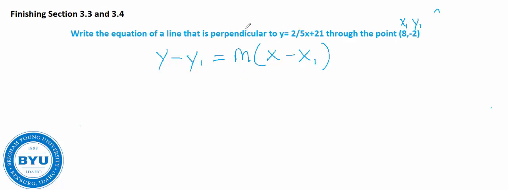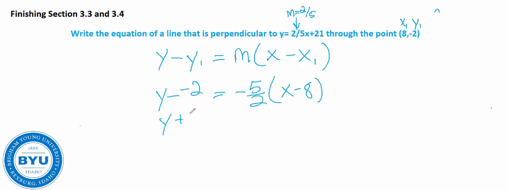Our slope has to be perpendicular to this line. Well, what's the slope of this line? Oh, the slope of this old line is 2/5. If I'm going to be perpendicular to that, my slope is going to have to be -5/2. Yeah, perpendicular means it's opposite reciprocal. So we flip it and change the sign. Now, if this would have said parallel, then we would have used the same slope. We would have used 2/5 right here for our m. The x value is 8, and the y value is -2.